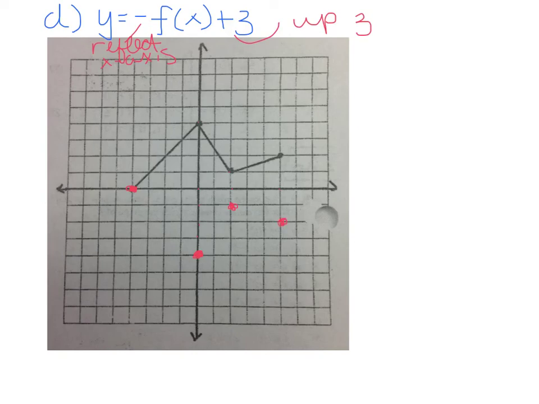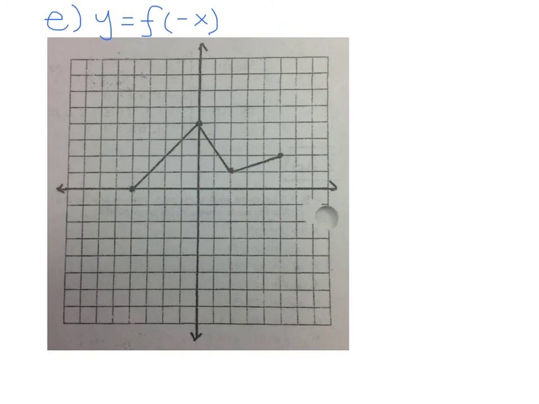Now this isn't the final part, since you still have to move it up 3. So now you go up 1, 2, 3 from those new points. And now you get to connect them. And your graph looks like that.